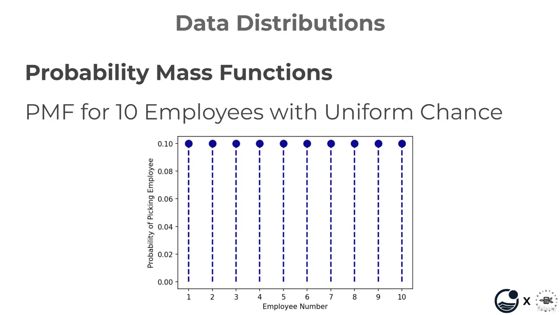Here, we're looking at a visualization of the PMF for the case where there's only 10 employees. So, keep a note here that there's no line connecting each particular employee. That's because each employee is discrete. Employee number 1 and employee number 2, 3, and so on. There is no employee 2.5. And then on the y-axis, I can see the probability of picking the employee, which happens to be equal to 1 over n, or 1 over 10, which is the same thing as 0.1.